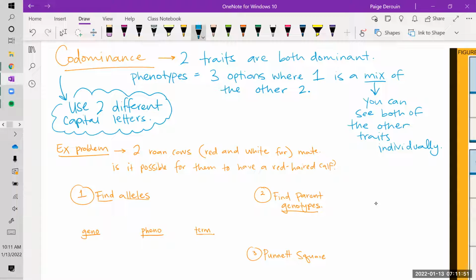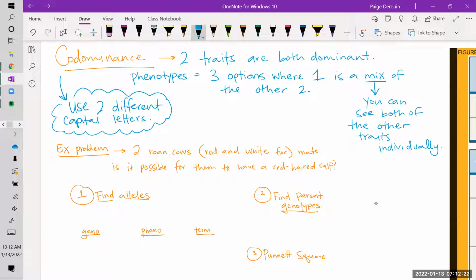Okay, so example problem. This is very basic. We have 2 roan cows. Roan means that they have red and white fur. And if you're curious, you can Google a picture of a roan cow, and it's literally a cow that has brownish red, rust colored hairs and also white hairs. It has both the hairs. It doesn't have pink hair. It doesn't have tan hair. It has both hairs at the same time, okay? They're going to mate. Is it possible for them to have a red-haired calf?